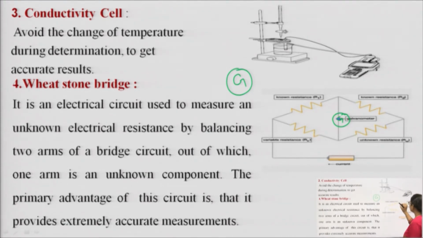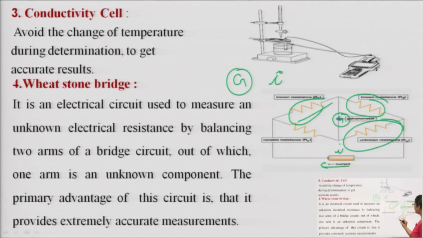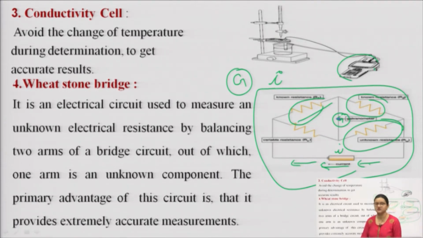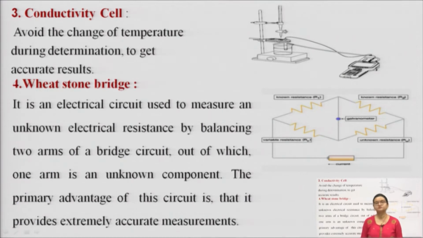Then this is the known resistance, this is the unknown component, and these both are known resistances and this is the variable one. This is the current which is denoted by I. This arrow indicates the flow of current in this direction. So, this is the total Wheatstone bridge which is connected in this instrument and which measures the current generated in amperes.